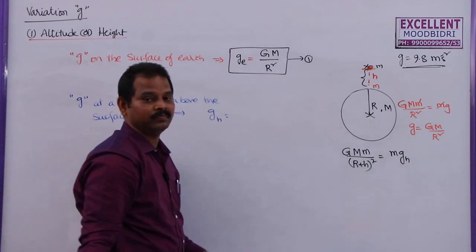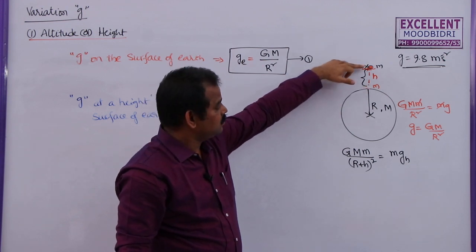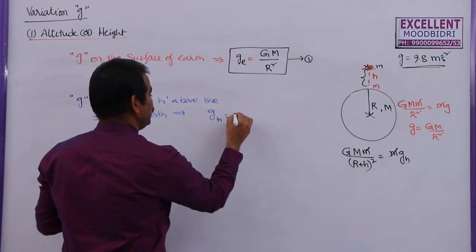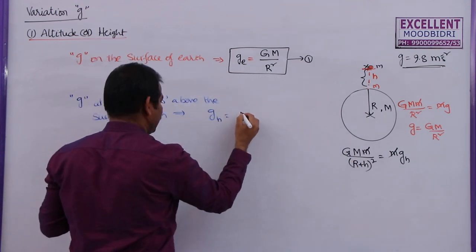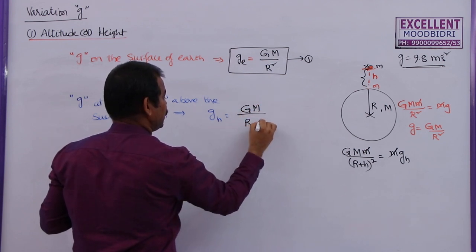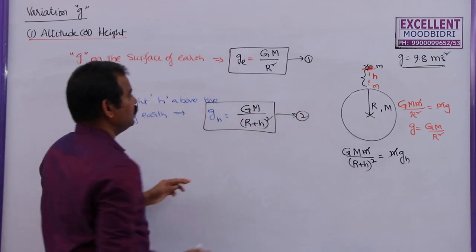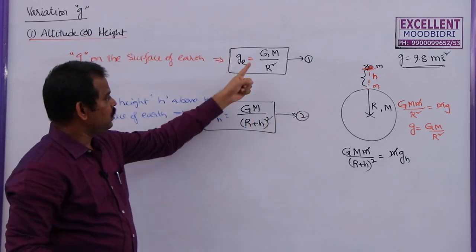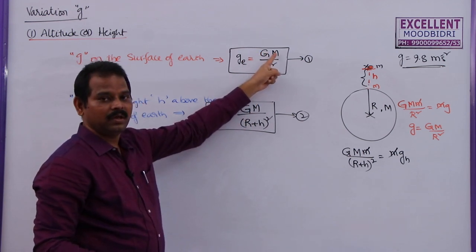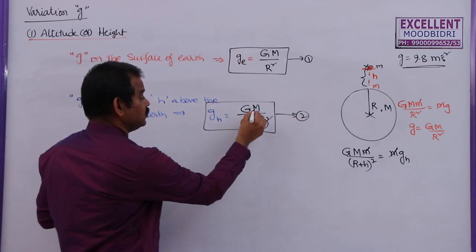Because on the surface of earth small g is equal to Ge, here this is denoted with gh. Now cancel m on both sides. So what is gh? gh is equal to GM by R plus h whole square. So this is equation 2. You can see these two equations: the numerator is the same, G into M. G is a constant. M is the mass of earth, which is also constant, equal to 6 into 10 power 24 kgs.